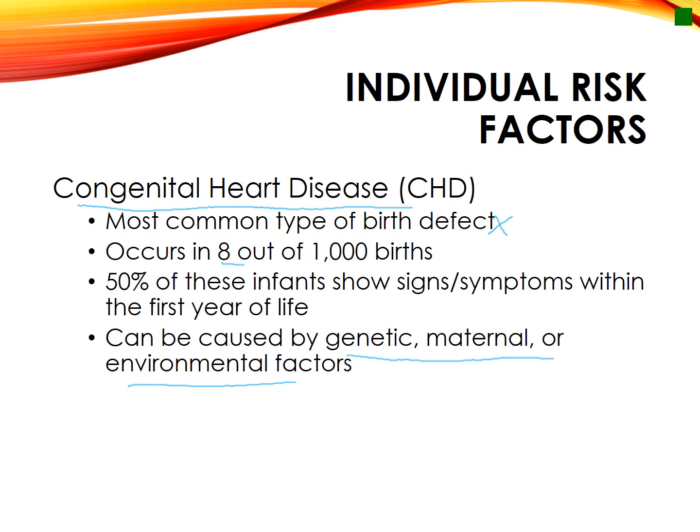Individual risk factors for congenital heart disease. They're the most common type of birth defect. They occur 8 out of 1,000 births. 50% of these infants show signs and symptoms within the first year of life. They can be caused by genetic, maternal, or environmental factors. But again, it's the most common type of birth defect. It's not a problem for the fetus when they're inside mom because of the fetal maternal circulation, but at birth the infant circulatory system must take over and provide the child's oxygen needs, and this is when we start to have a lot of problems with congenital heart defects.